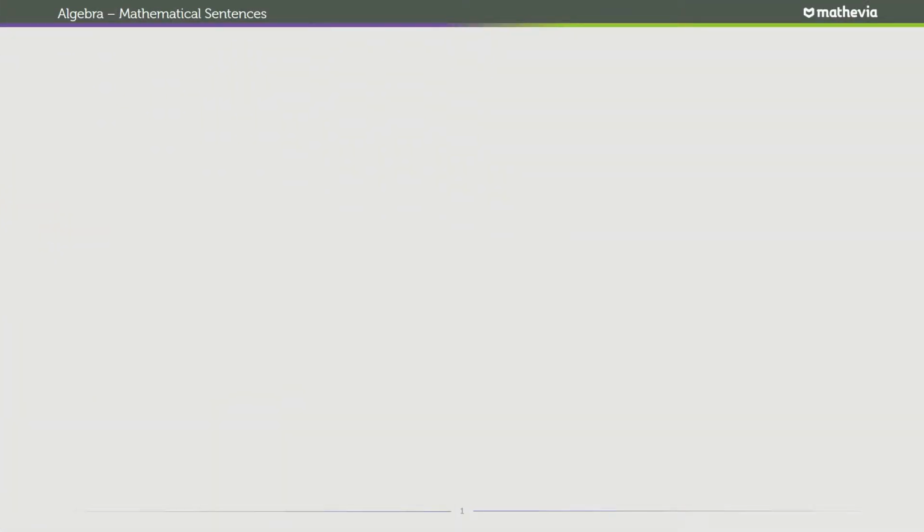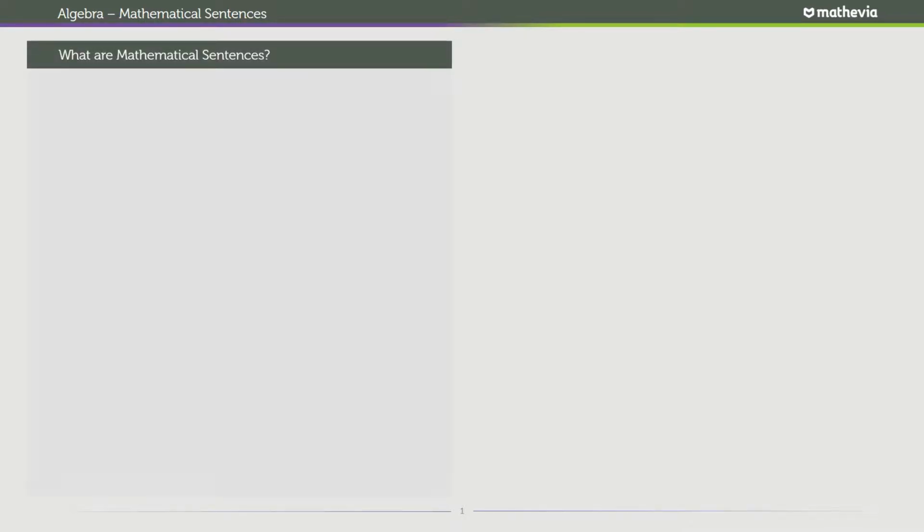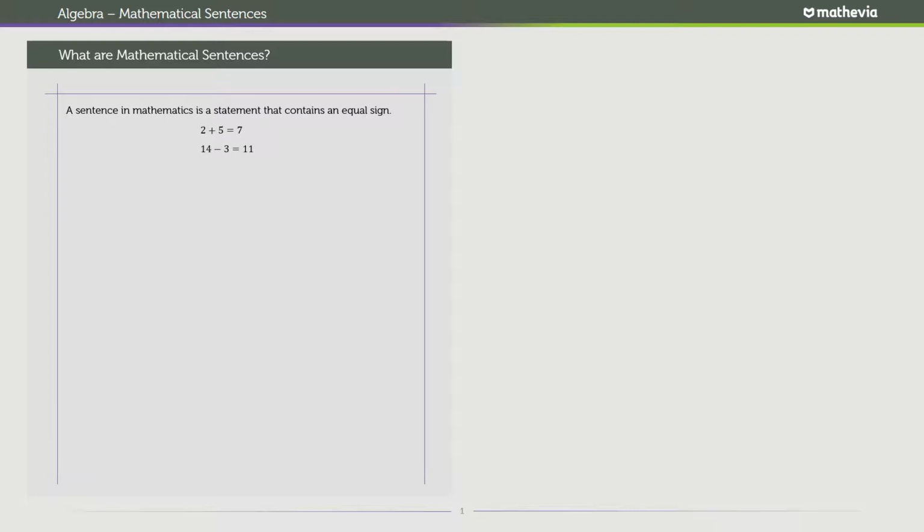So, algebra, mathematical sentences. What exactly are mathematical sentences? A sentence in mathematics is a statement that contains an equal sign. Quite simply, this. So basically, 2 plus 5 equals 7 is a sentence. It says 2 plus 5 equals 7. It's giving you the information that 2 plus 5 equals 7, and that is a sentence. Similarly, 14 minus 3 equals 11. This is another sentence.